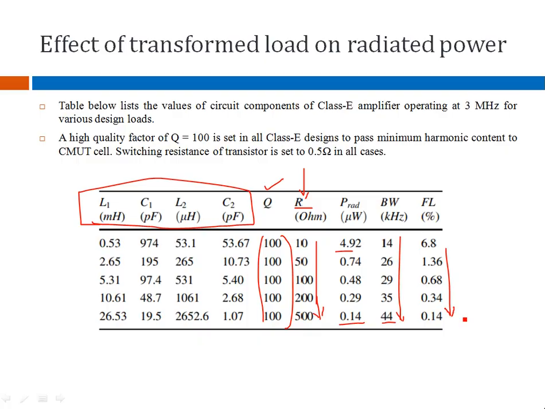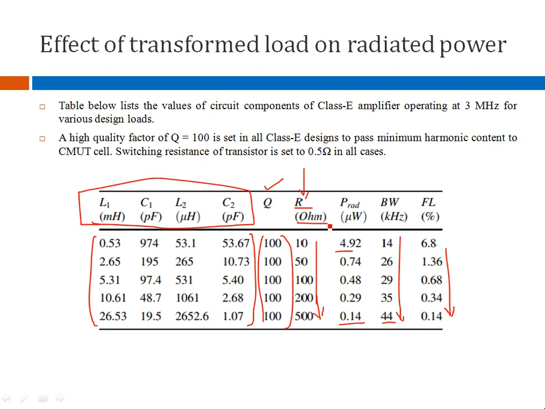So, first of all, the lumped components for the Class E amplifier are totally dependent on the values of the transform load for which you are transforming the radiation resistance, because the radiation resistance is not changed due to the medium which is being changed. It is being transformed simply by the matching section, and the transform impedance affects the radiated power as well as the bandwidth of the CMUT.